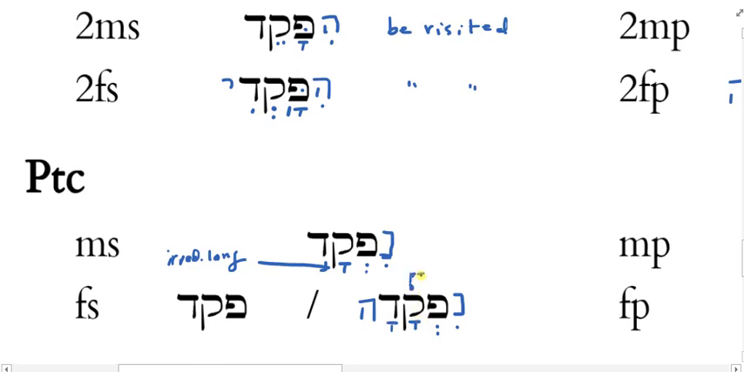What would normally happen as this becomes open and pretonic? It would normally reduce to a vocal shewa, right? It will not do that here. Okay? It is going to stay long A. That is a characteristic of the Nifal participle. The accent's going to go to the end. It'll be nifqada. So it is going to stay where I normally expect it to stay, but the vowel reduction's not going to happen. Okay? It's irreducibly long, that qamets. Nifqad, nifqada.